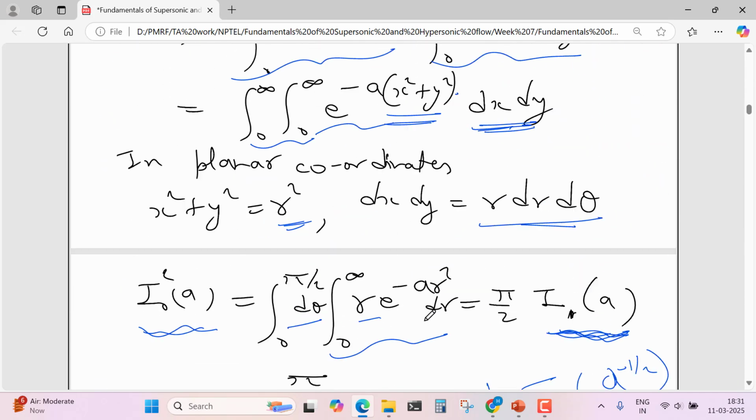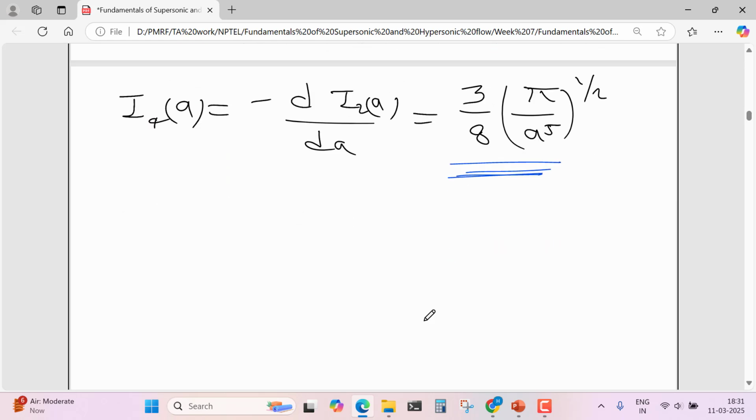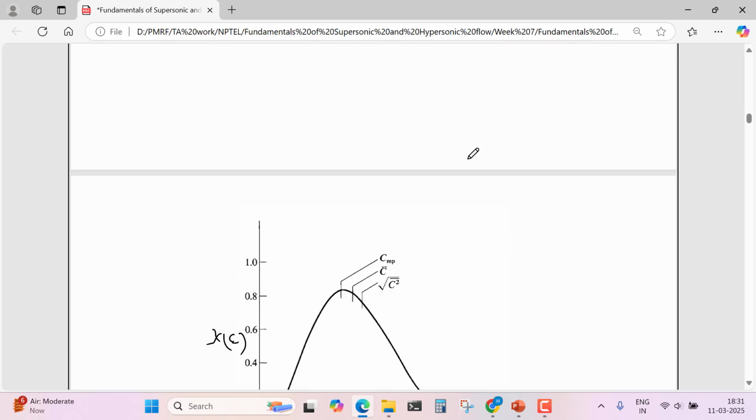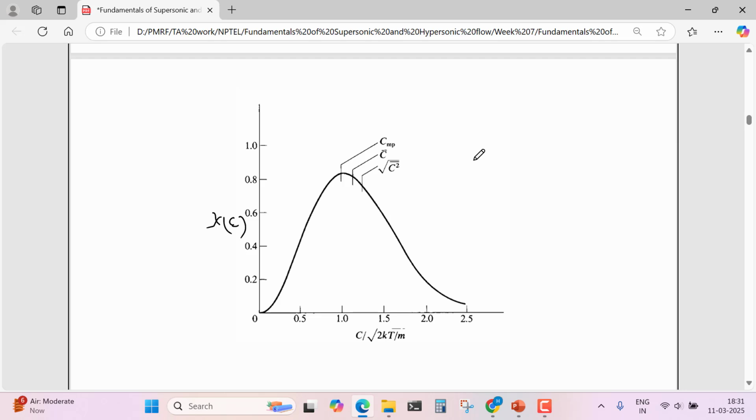Is there any doubt till now? If there is no doubt, then we will see one graph also.